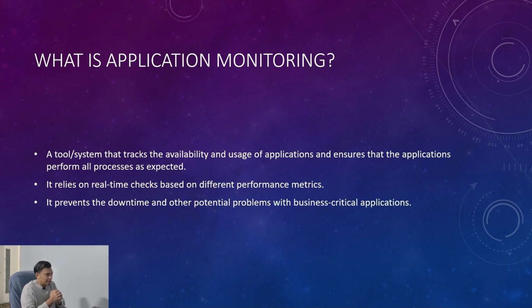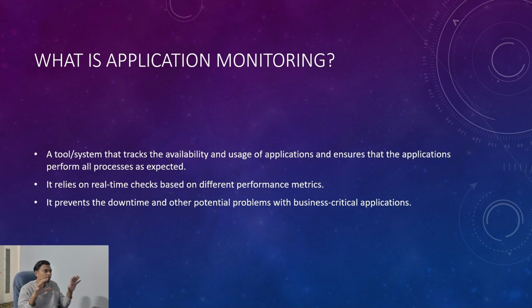Okay, so by doing this, it prevents downtime and other potential problems with business critical applications. Any application for a business is critical only for them. If the application goes down, even a 5 minute outage will create a huge loss for the business. So with the help of a monitoring system, the business and its technical team make sure that it is always up, with no downtime. If downtime happens, this monitoring application will trigger alarms and alerts, and make sure the team acts quickly and resolves it.